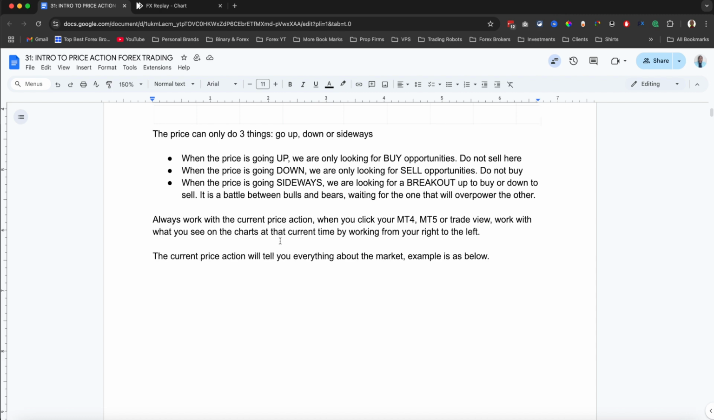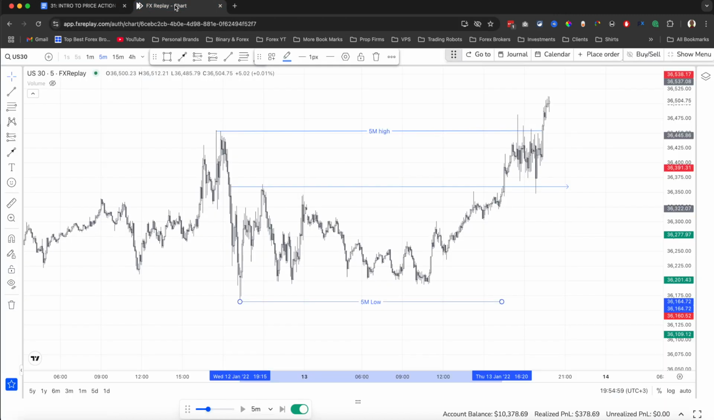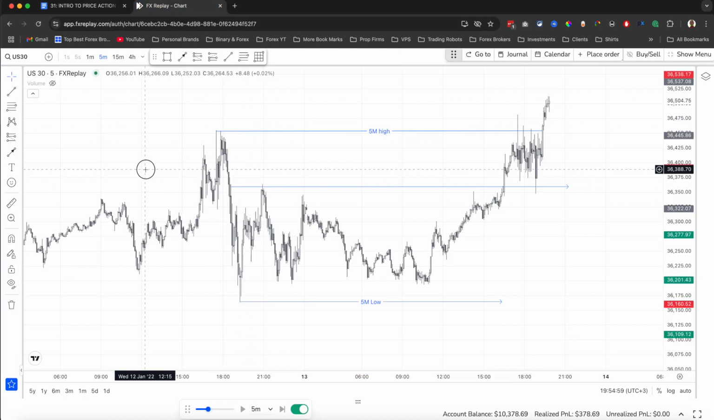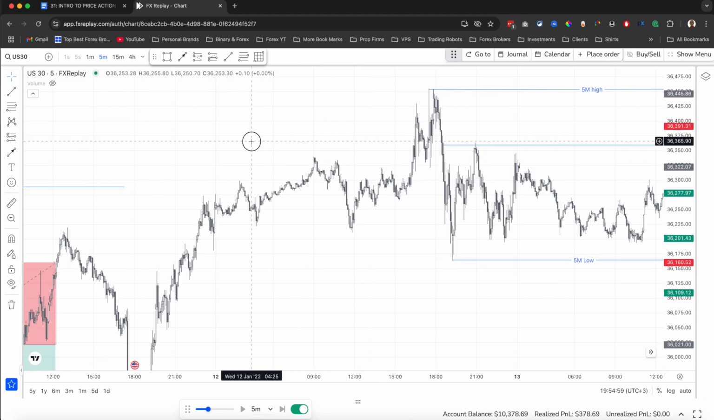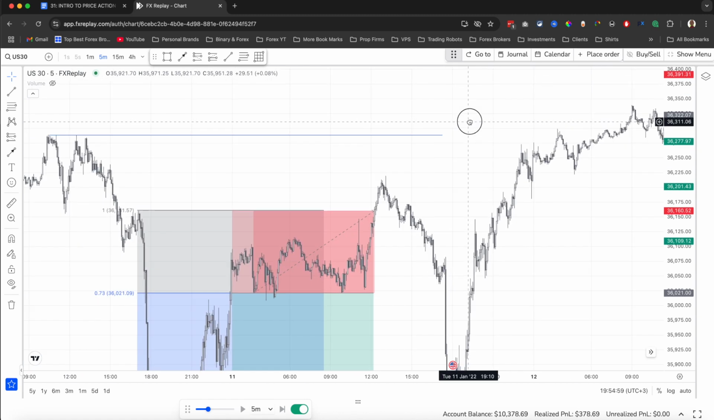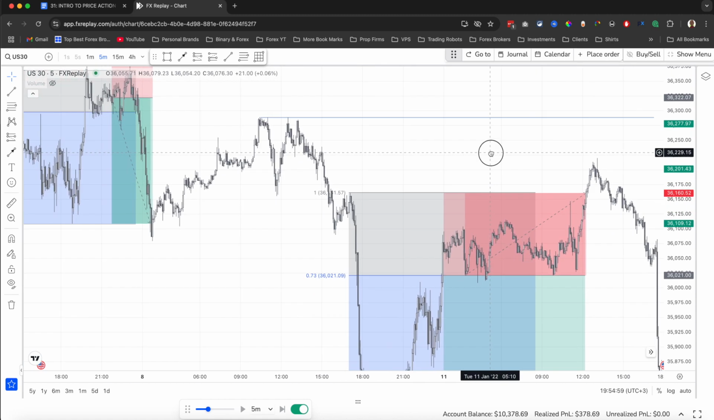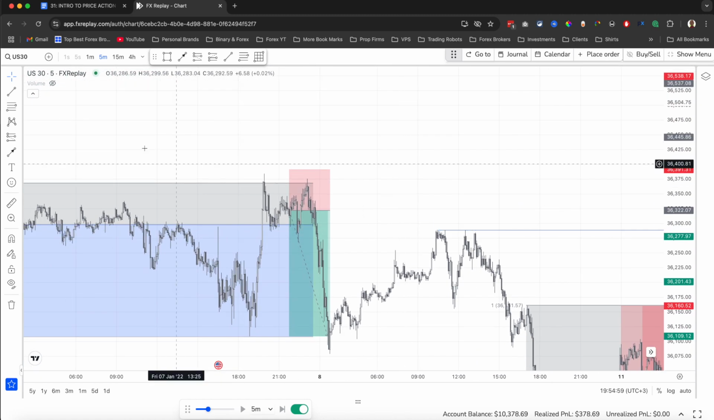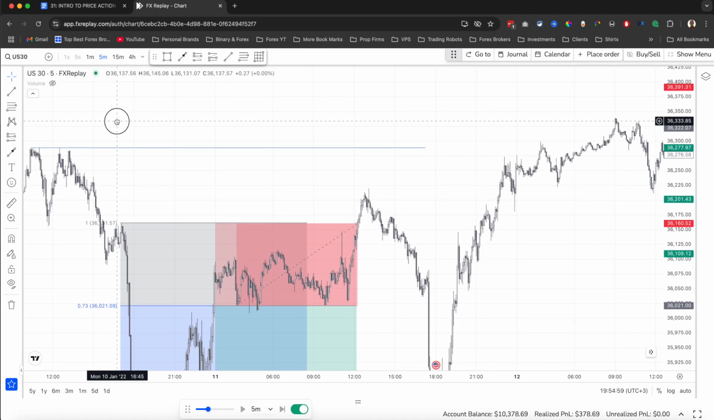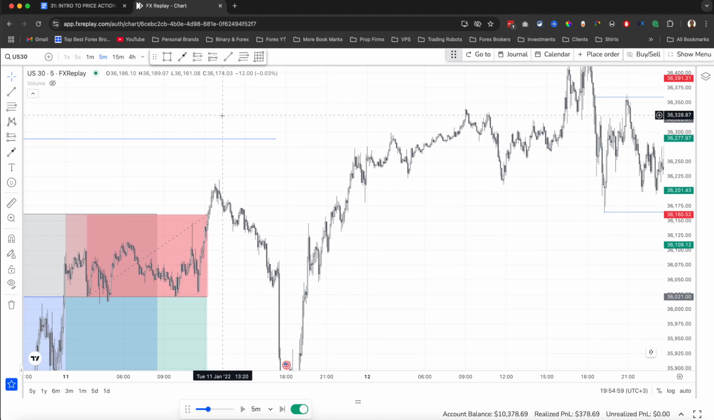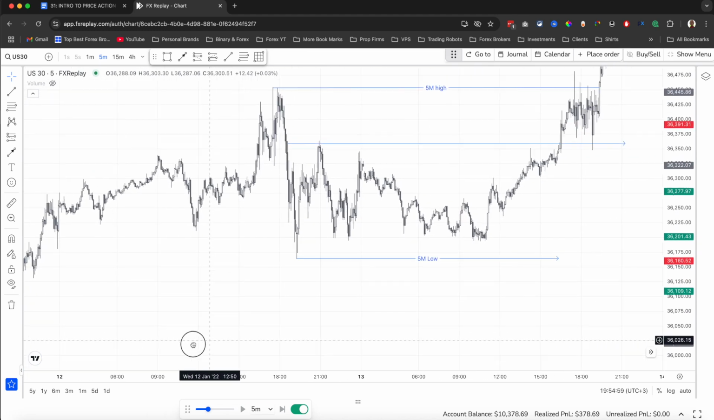So always work with the current price action. As we can see, I'm not working on any price action that was past right here. This is the past price action. I was just doing some replay here. So we are not using the past price action. We are actually using the current price action.